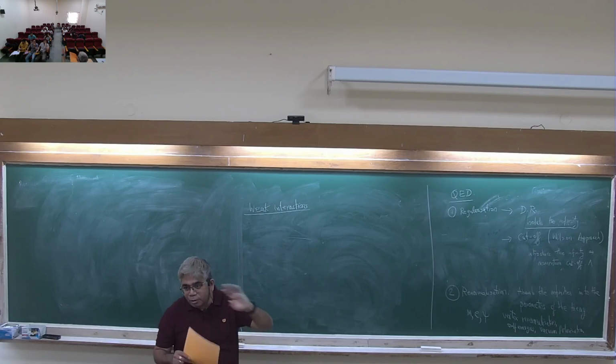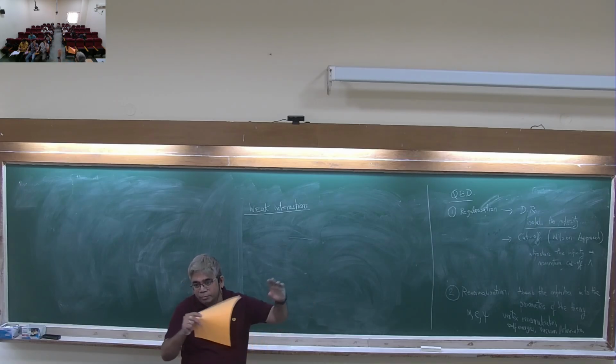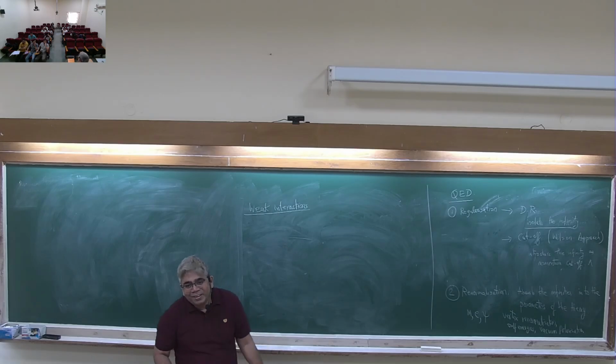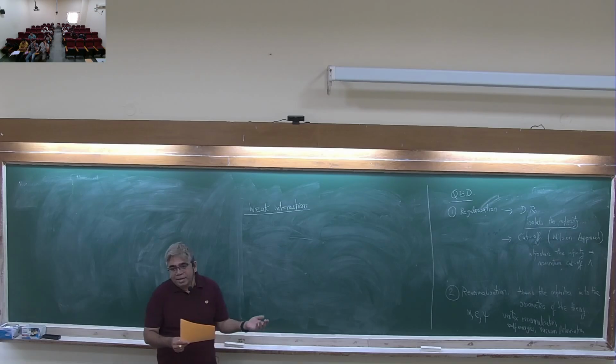Again, this is a toy model of QCD because full SU3 is much harder. So you take 3 by 3 instead of 8 by 8 matrices.